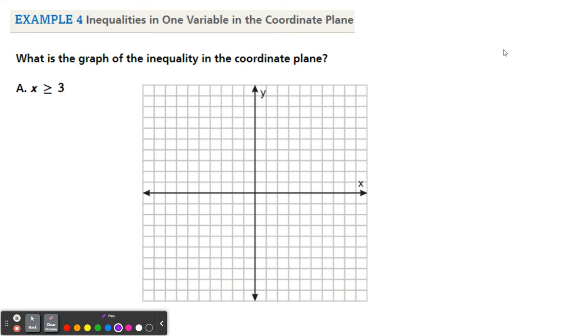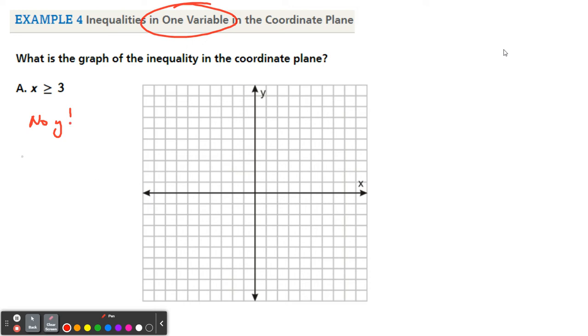All right, I think I got 2 more. All right, next one here. It says, what is the graph of the inequality in the coordinate plane? So we have x is greater than or equal to 3. Notice that this is only one variable, but we're still graphing it in the coordinate plane. We need to notice that this has no y involved. So this is a special line. It's not going to be diagonal like the one in the previous example or the other 3 examples we've done.